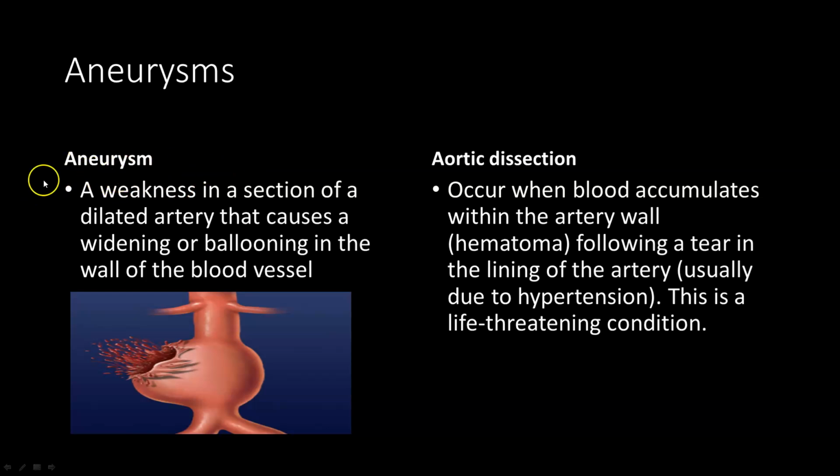So an aneurysm itself is a weakness in a section of a dilated artery. It causes it to balloon. It's like we talked about, if you inflate a balloon over and over and over, you put it under constant pressure, it becomes weaker and thinner, stretched out. That's what happens to your vasculature. And because of that continued pressure, your blood pressure, probably hypertensive blood pressure, you are at increased risk for it rupturing and you bleeding out.